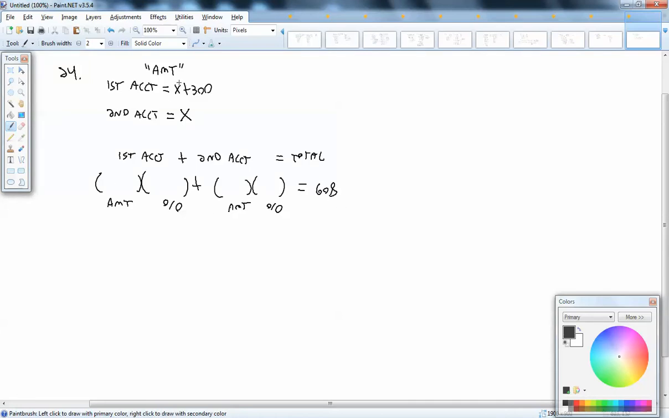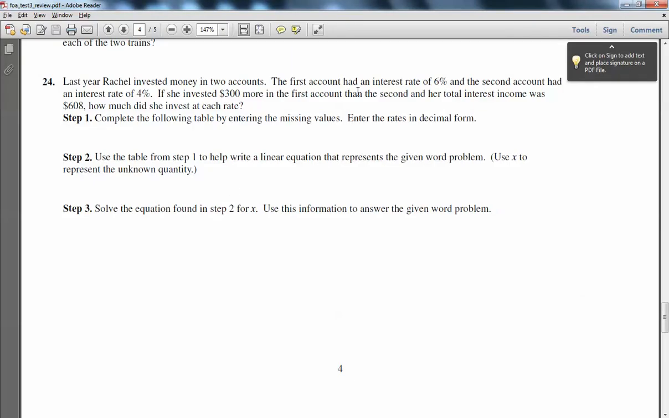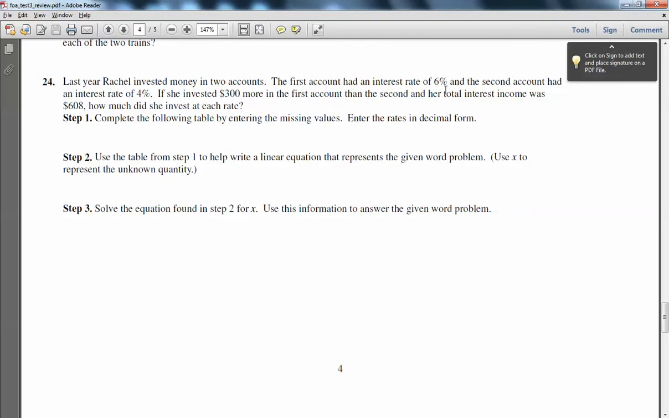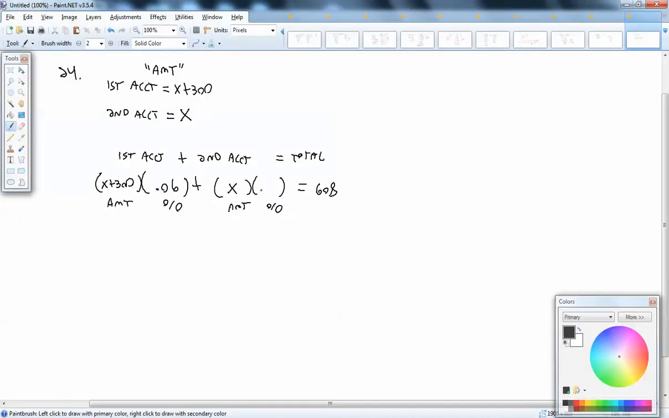Okay, for our first account, we said our amount was X plus 300, and for this amount, we said it was X. First account had an interest rate of 6%, so I'm going to put it in decimal form, 0.06. Second account had an interest rate of 4%, so that'll be 0.04. Let's solve this. I'm going to take 0.06 times X, which gives us 0.06X, plus 0.06 times 300. We're using the distributive property here. 0.06 times 300 gives us 18, plus 0.04x equals 608.